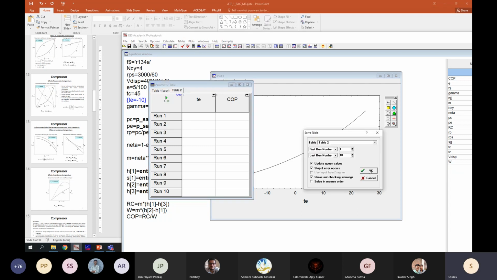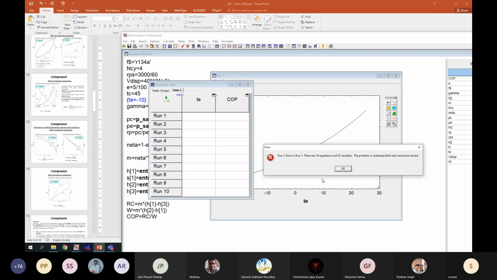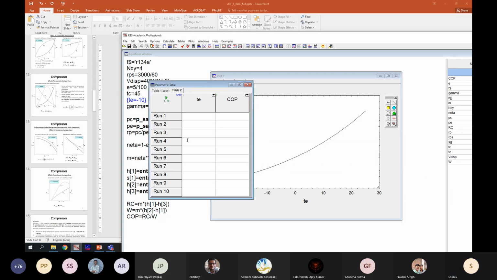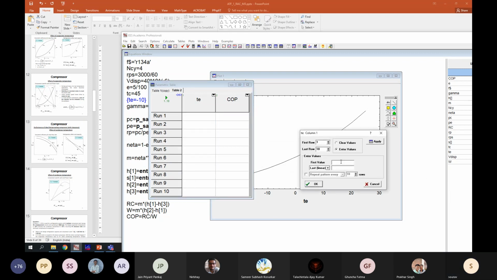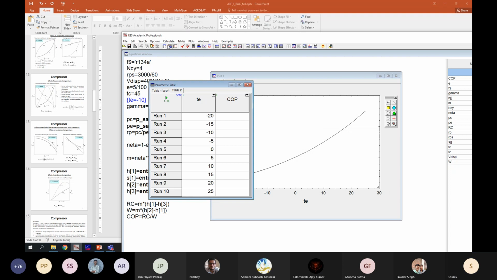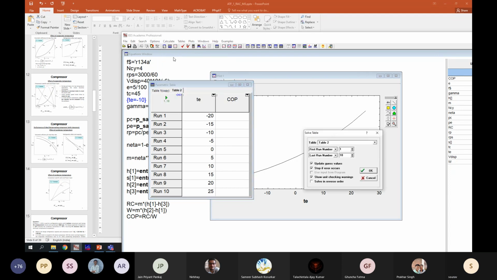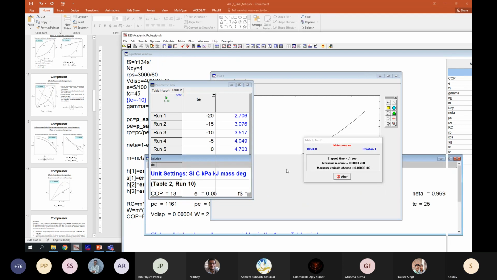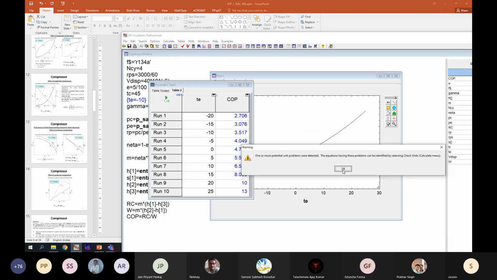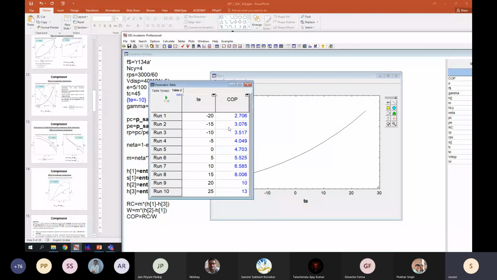We just solve table number 2 now. What happened? Oh, I didn't add it. So you can see from the trend itself that COP is continuously decreasing as you reduce your evaporator temperature.